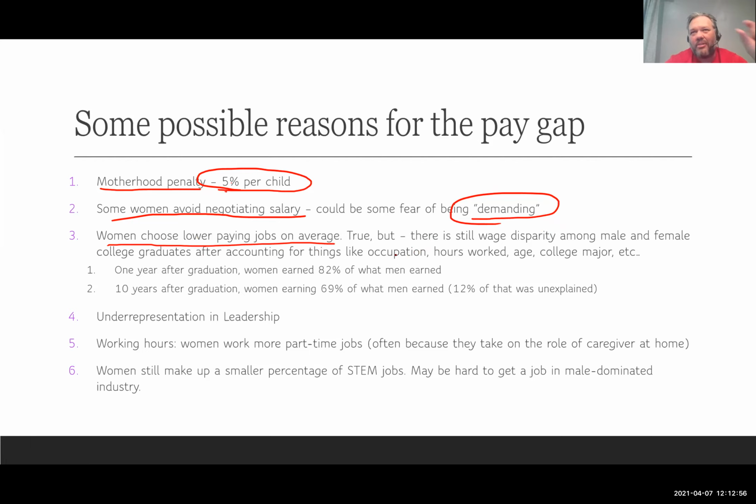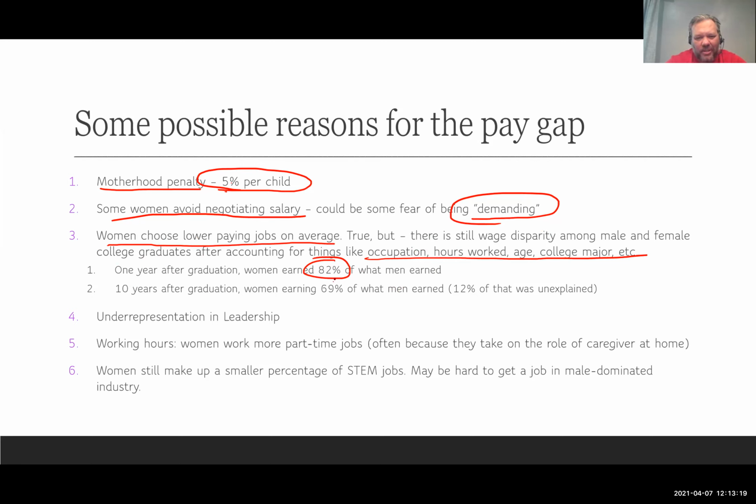In a lot of societies, women do choose lower paying jobs, but when you start to look at things like comparing equal men and women graduating college. So when men and women graduate college and they account for things like occupation, hours worked, age, college major, all that kind of stuff, 1 year after graduation, women were earning about 82% of what men were earning. All right, and so that's a year out, accounting for these factors. All right, and so there's still something there.